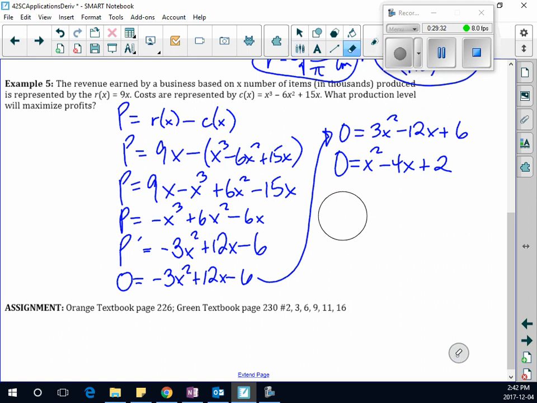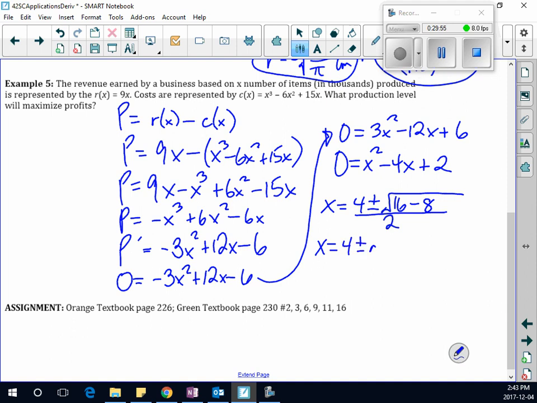So x equals minus b, so 4, plus or minus the square root of b squared, so that would be 16, minus 4 times a times c, so minus 8, all over 2a, so all over 2. So x equals 4 plus or minus the square root of 8 divided by 2.